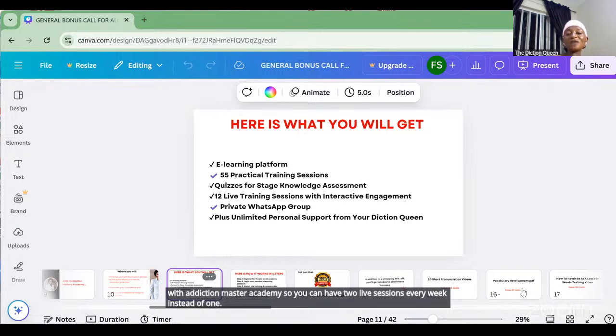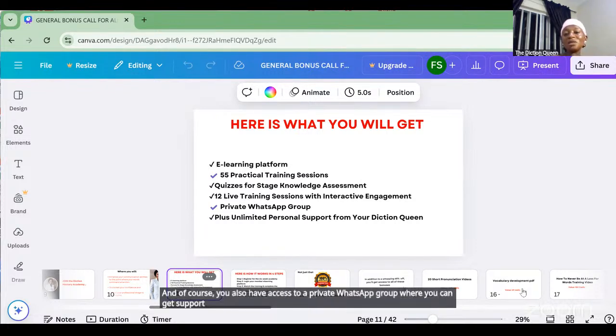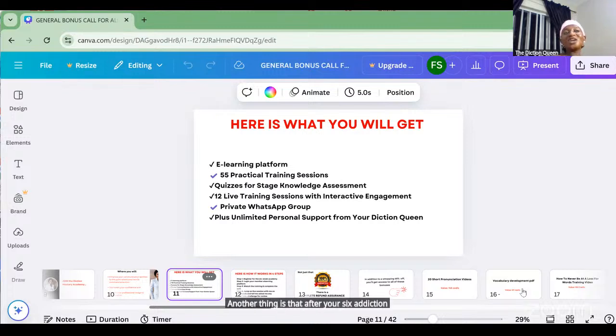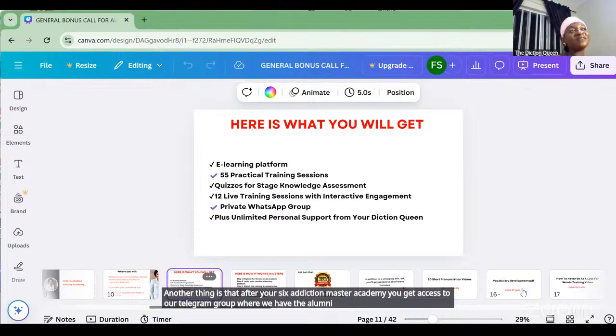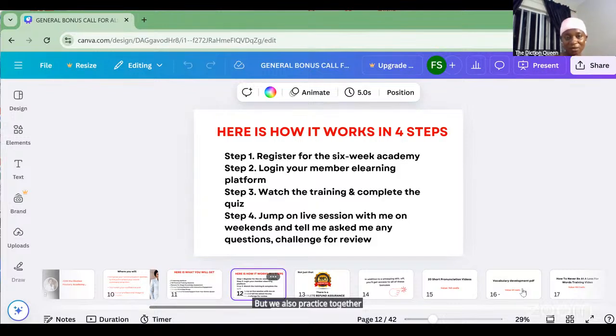And of course, you also have access to our private WhatsApp group where you can get support, and you get unlimited support from the Diction Queen and her team. Another thing is that after your 6-week Diction Master Academy, you get access to our Telegram group where we have the alumni. All the people that have attended the 6-week Diction Master Academy, they're on that group where you can network and learn from them. We meet once a month where we also practice together through Zoom sessions like this.